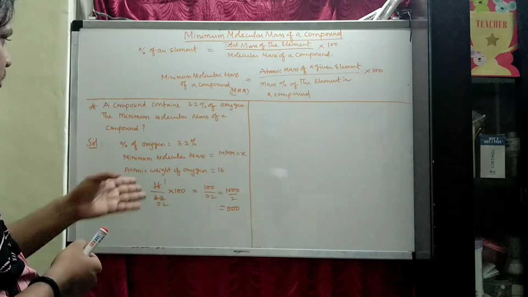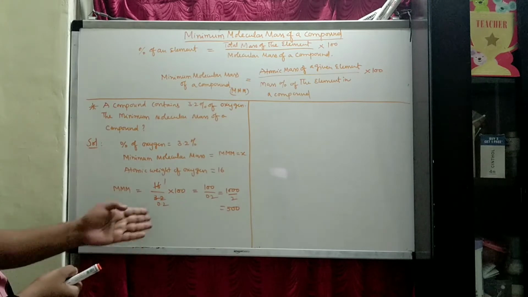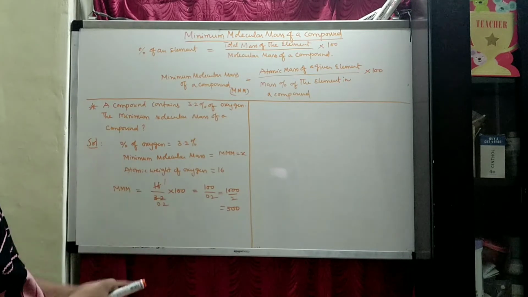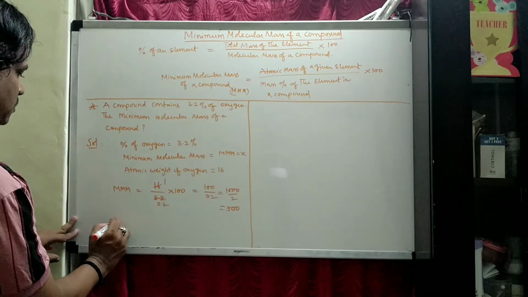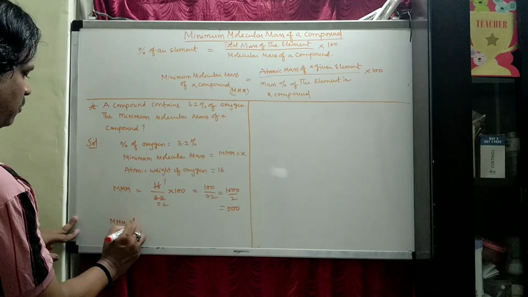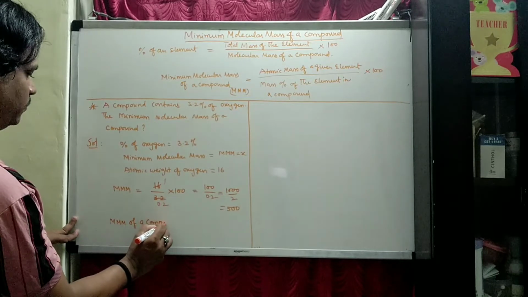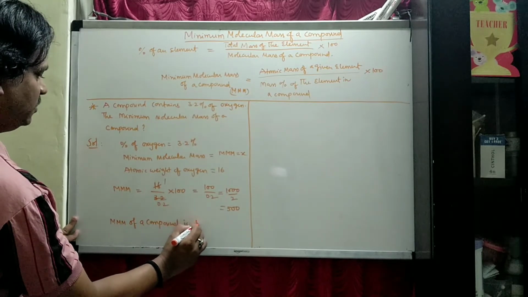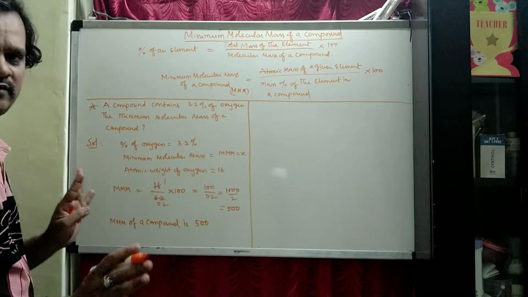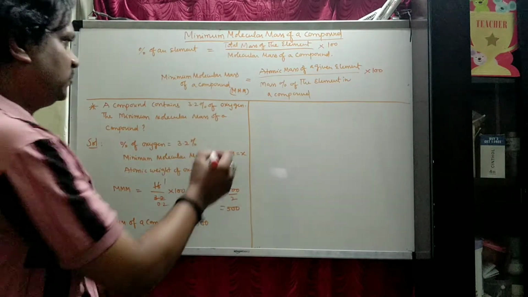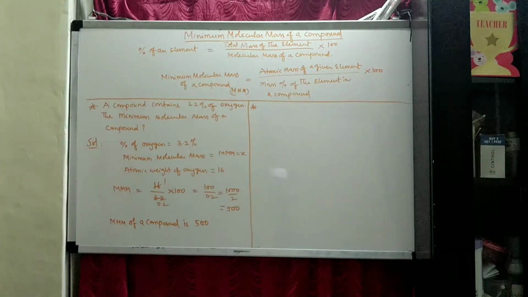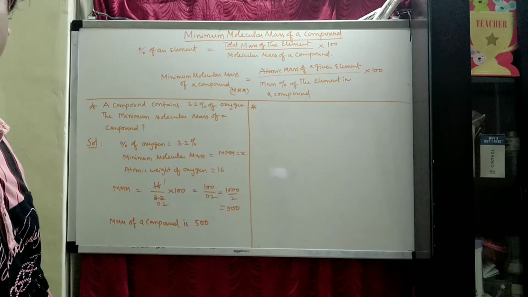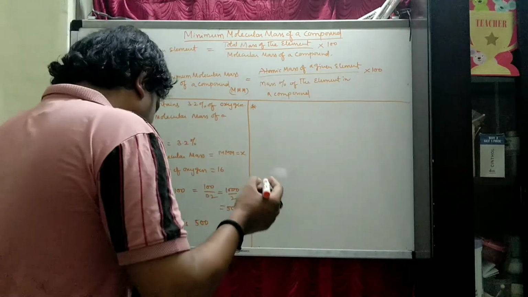Like this, you can calculate the minimum molecular mass. So 16 by 3.2, 0.2, 2 by 10, 1000 by 2, that is 500. So what is the answer? The minimum molecular mass of the compound is 500 grams. Let us go to one more problem. Hope that you understand this.